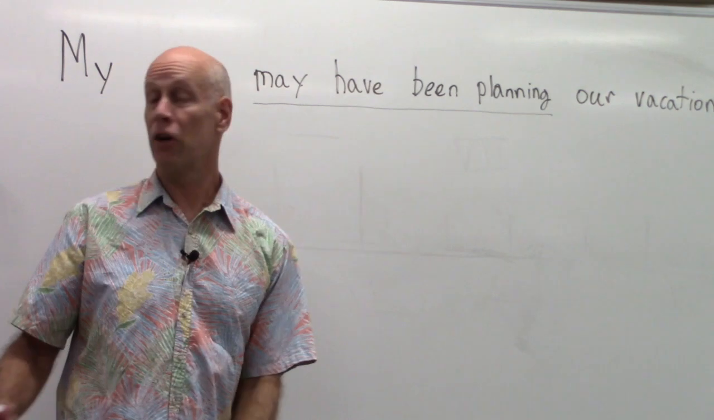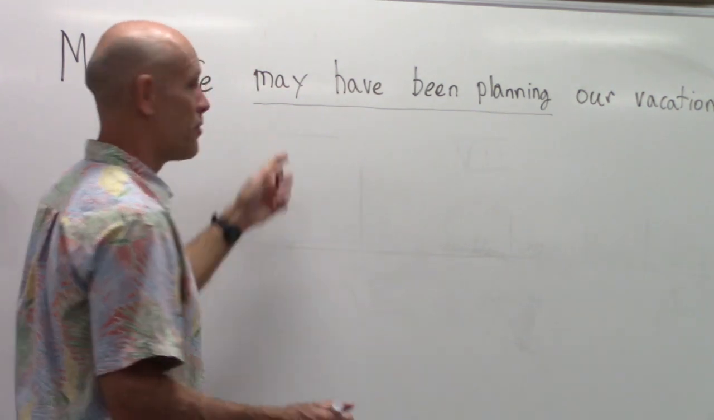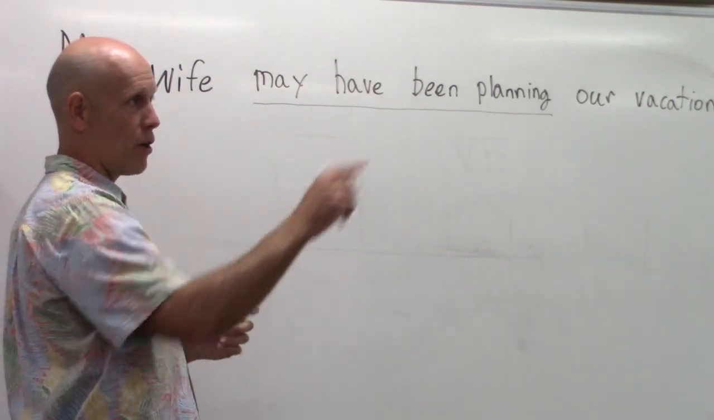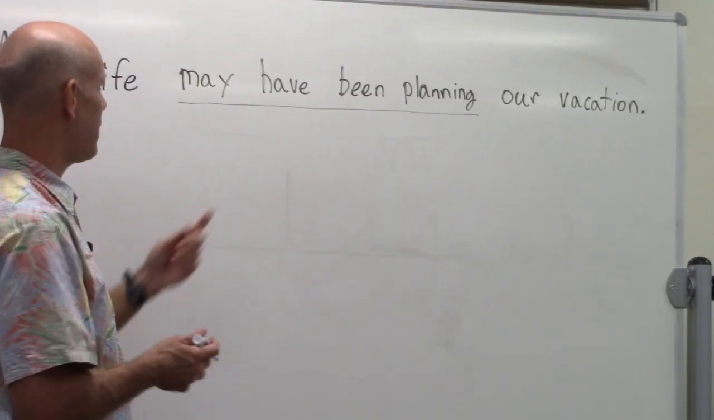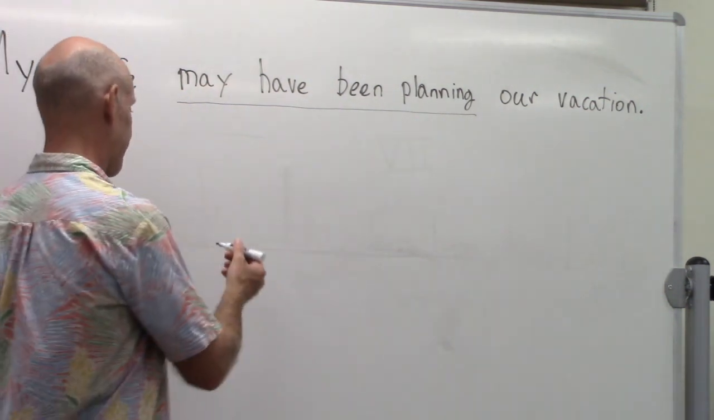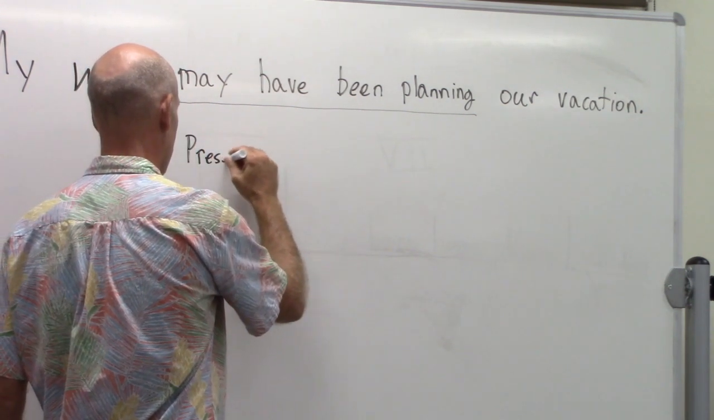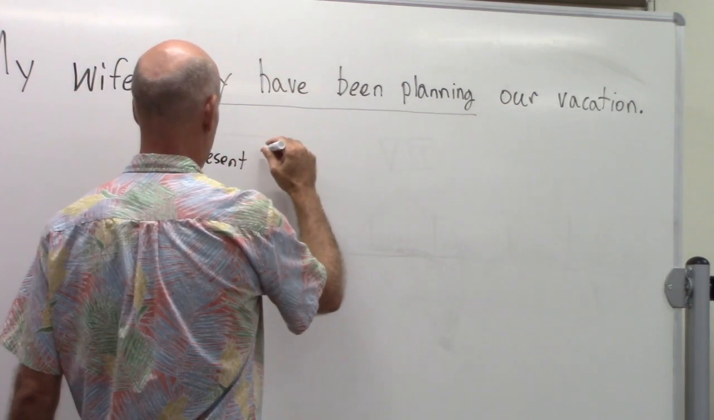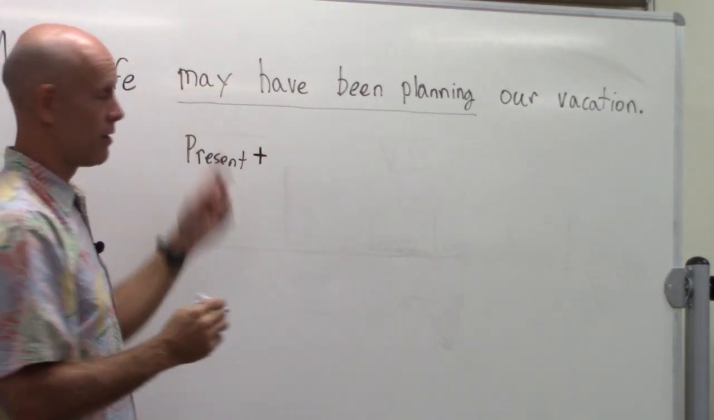All right, now we're going to apply the verb expansion formula to your verb here. Let's look at our modal auxiliaries. Is may past or present? That is present. Okay, now, do we have a modal auxiliary in this sentence? Yes. All right.